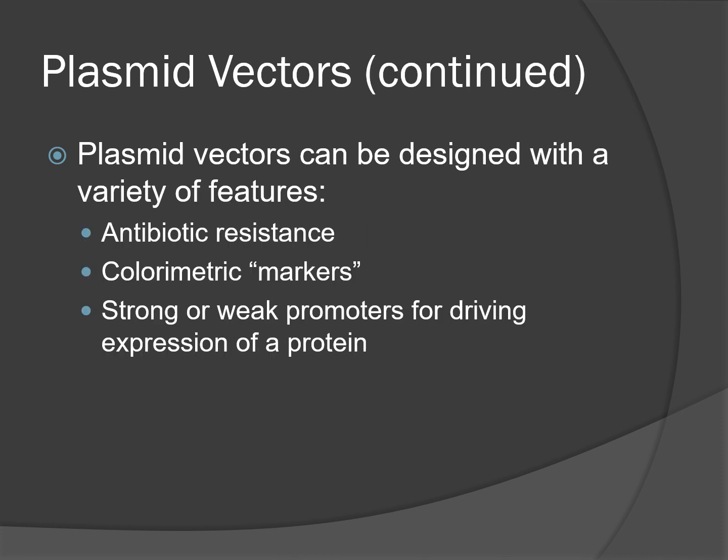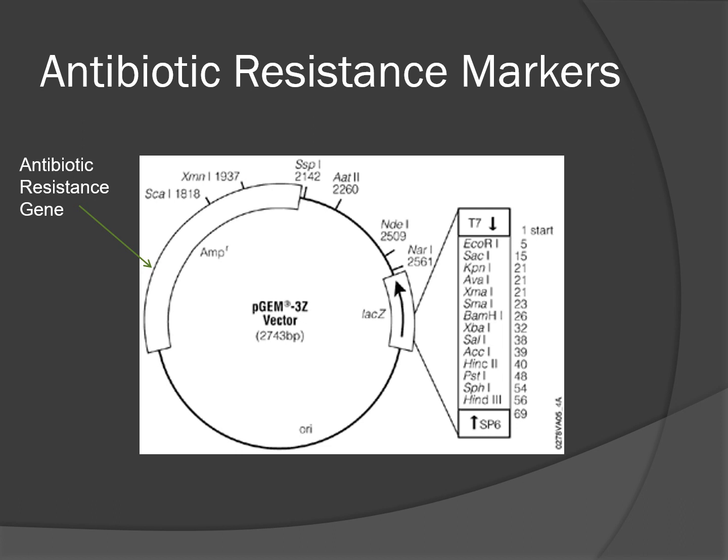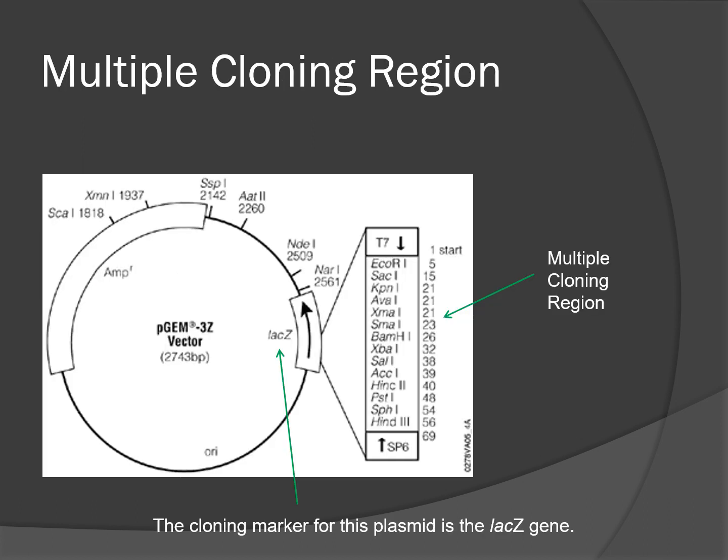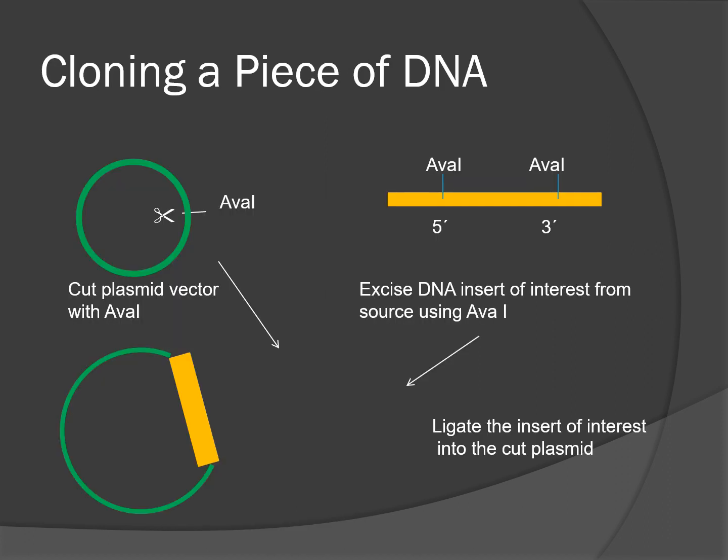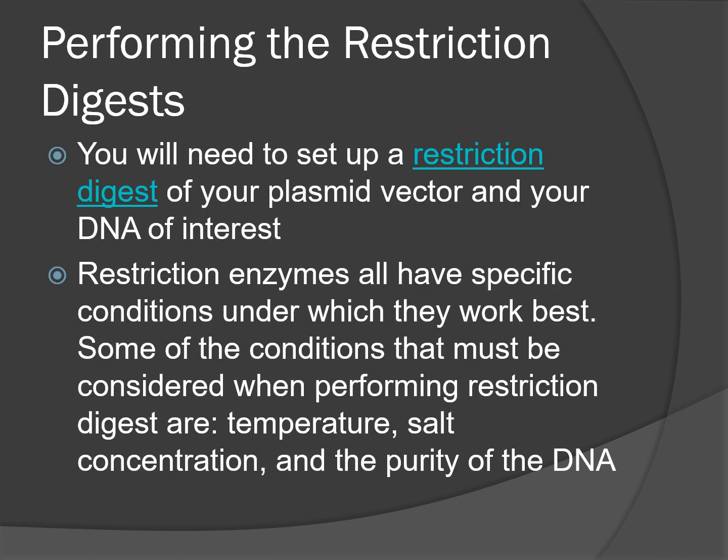Plasmid vectors can be designed with a variety of features: antibiotic resistance, colorimetric markers, and strong or weak promoters for driving expression of a protein. Now, here is a diagram related to antibiotic resistance markers. Then, this consists of a multiple cloning region. Cloning of a piece of DNA is done following this process.